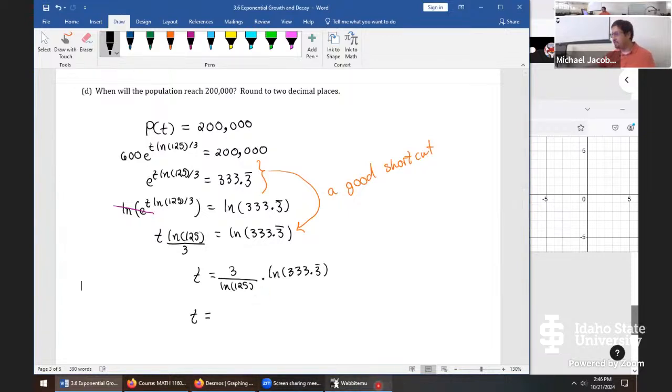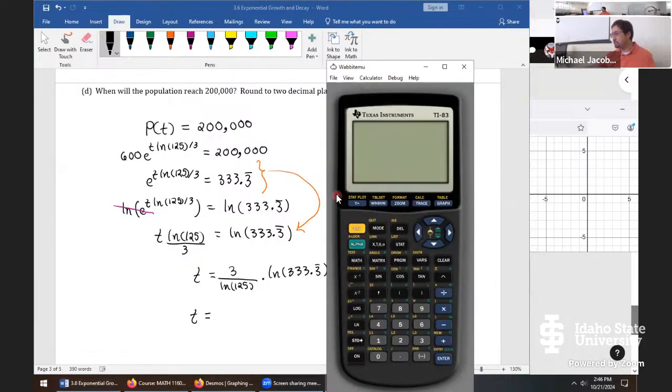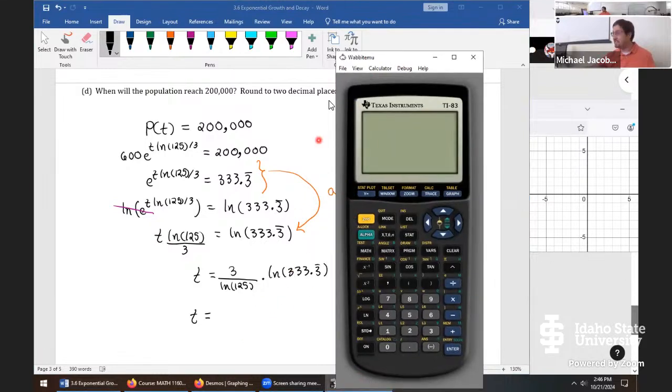Let's use this calculator here, just for the sake of, this one is maybe a little bit of a nastier computation. This is what it would look like on an official calculator. So let's start off with the fraction. 3 divide by, hit the ln button and input 125.